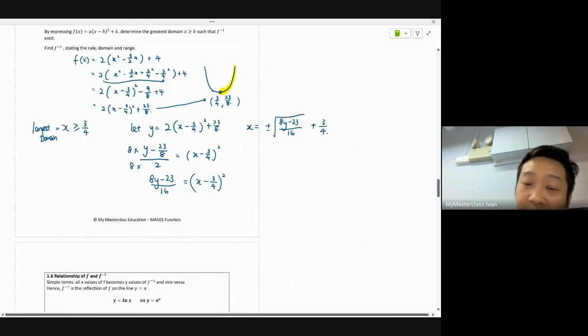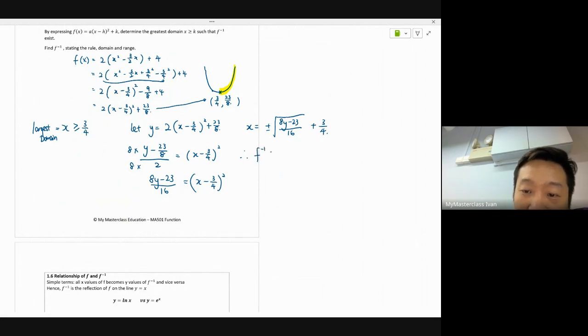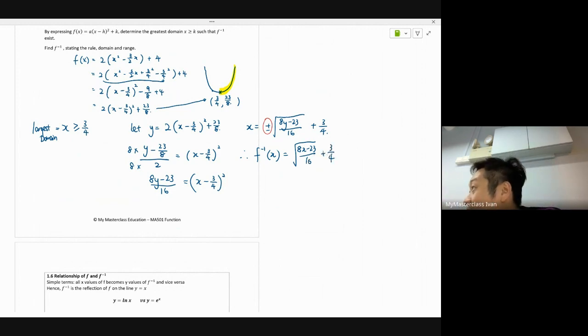Okay, now we put back. Therefore, f inverse equals to, I only take the positive one because x is greater. Okay, listen here. Can you see there's plus minus? Remember, domain can restrict both ways. We are now taking x greater than 3 over 4. So we are only interested in the positive square root, 8x minus 23 over 16, plus 3 over 4. If the question asks for x smaller than or equal to k, then we take the negative square root. Understand?